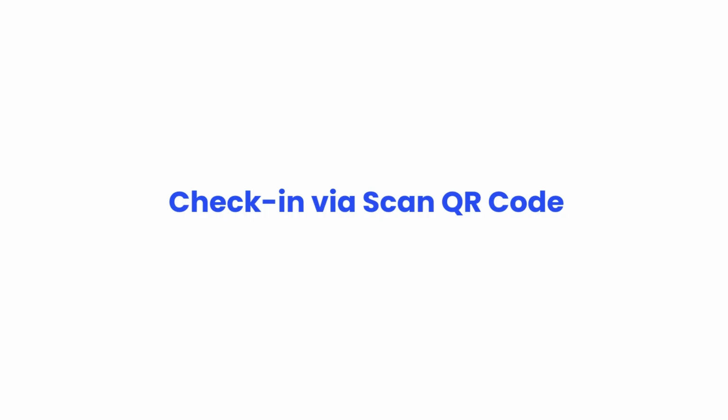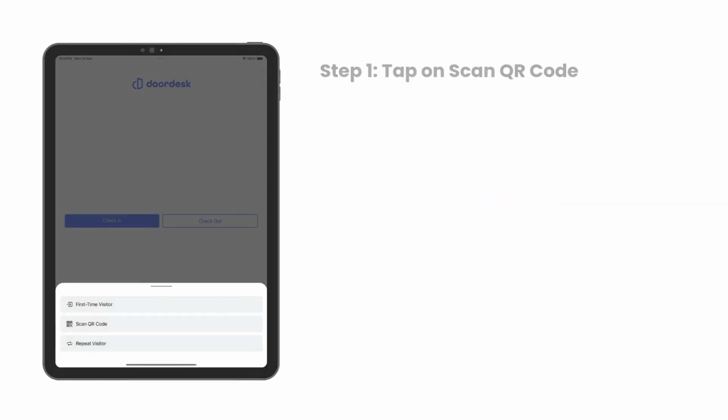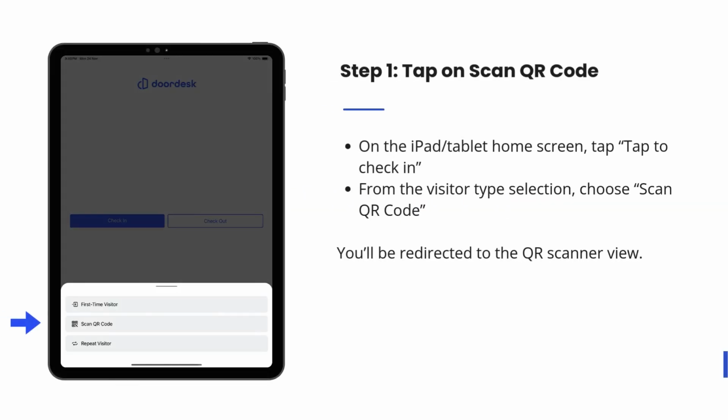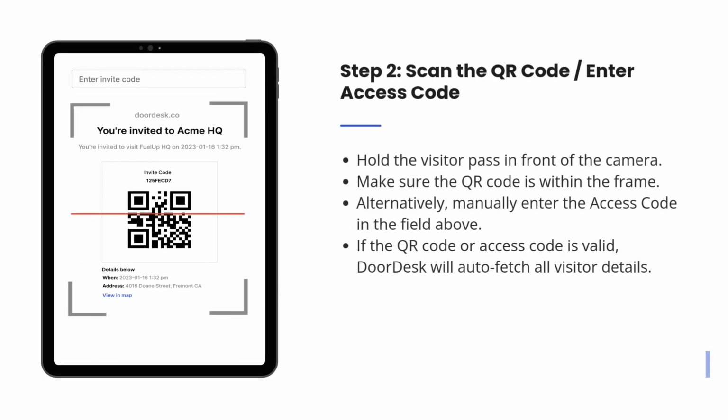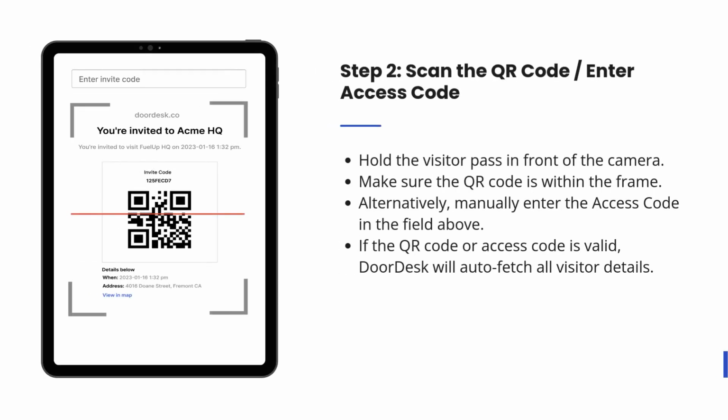This flow is for visitors who are pre-registered and already have a visitor pass or QR code. Tap to check in on the home screen and select the Scan QR code option. You will now enter the QR scanner view. Ask the visitor to show their QR pass and place the QR code inside the camera frame. Make sure the QR code is clearly visible.